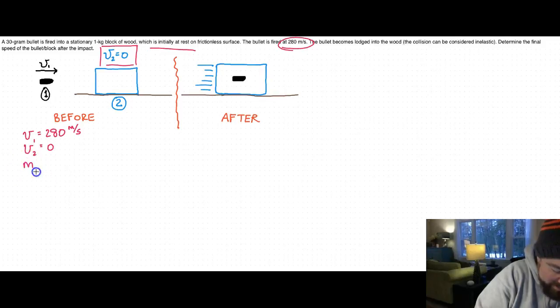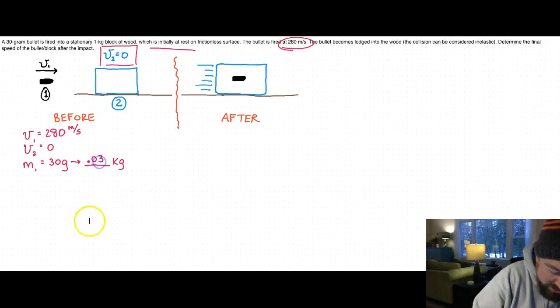We also know the mass of object 1. It's given to us in grams, so we're going to have to make a conversion. That should set off some flags. 30 grams when converted to kilograms is 0.03 kilograms. And the mass of object 2 is already given to us in kilograms.